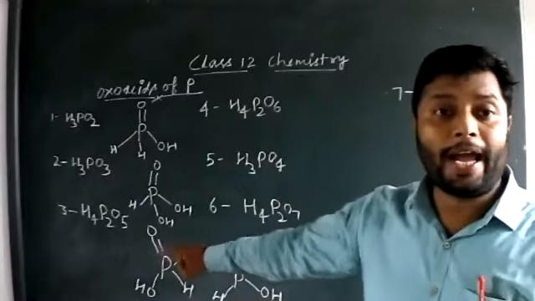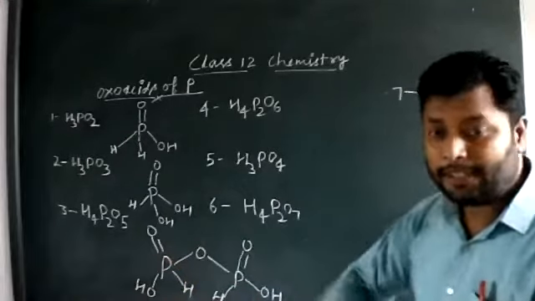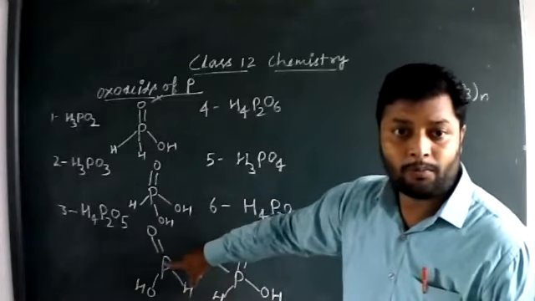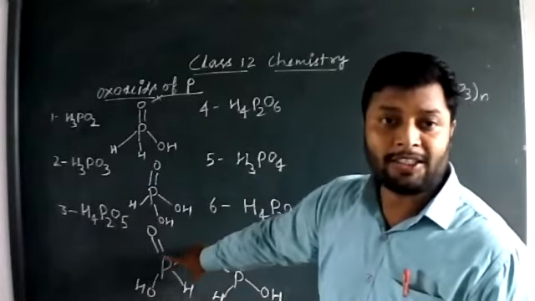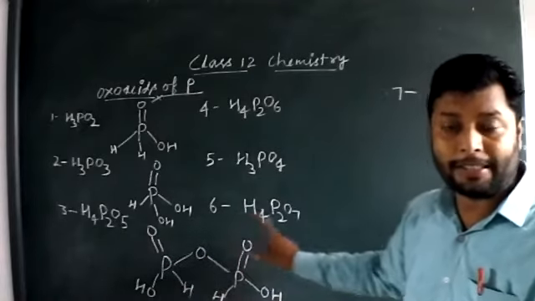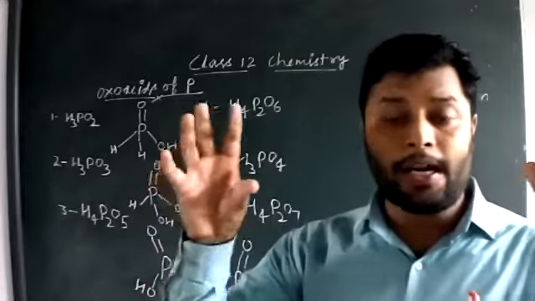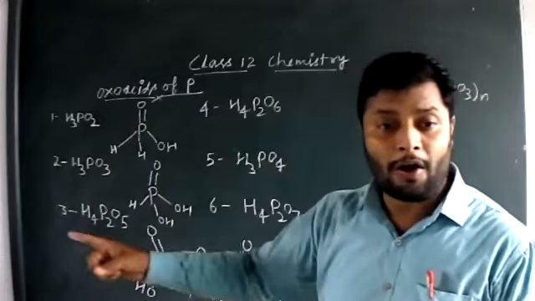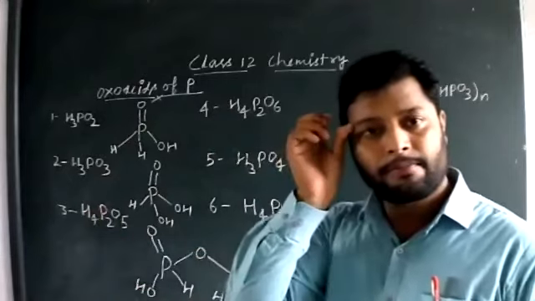The structure is tetrahedral. See the structure. One center, the first center, has a tetrahedral structure. The second center also has a tetrahedral structure, and the 2 tetrahedral structures are bridged by an oxygen atom because of the odd oxygen present.